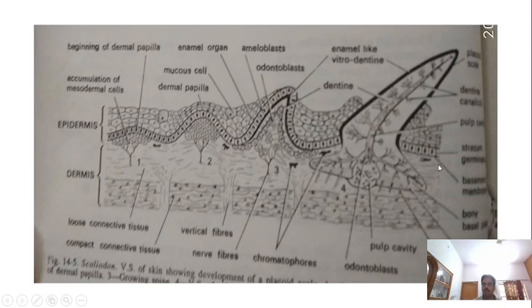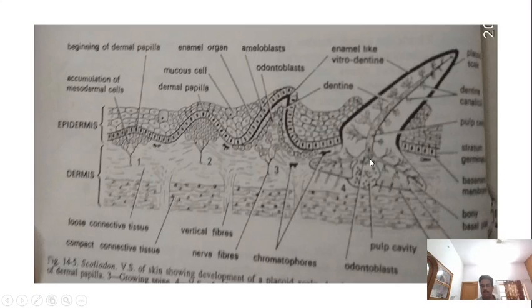Next, the skin is stratified with a multi-layered epidermis. You can see here the stratified multi-layered epidermis, and the inner portion of the skin is dermis. So there are two layers in the skin: the multi-layered stratified epidermis, the outer layer, and the inner layer, the dermis, and the skin is covered with scales.